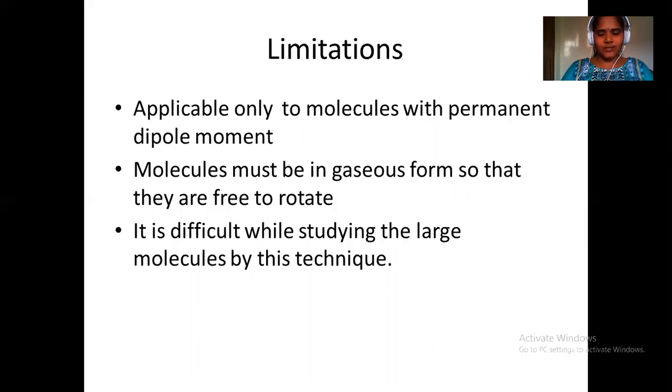These are the limitations. I will discuss the IR spectroscopy in the next video.